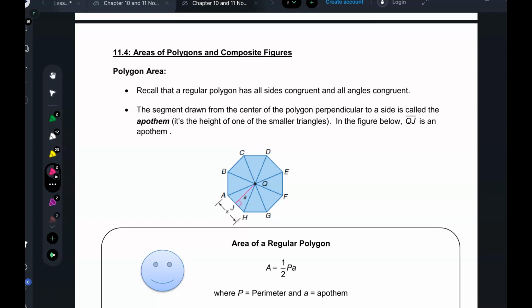Okay? Wait, hold up. What does it say? Area addition postulate? Oh god, that will be Monday.